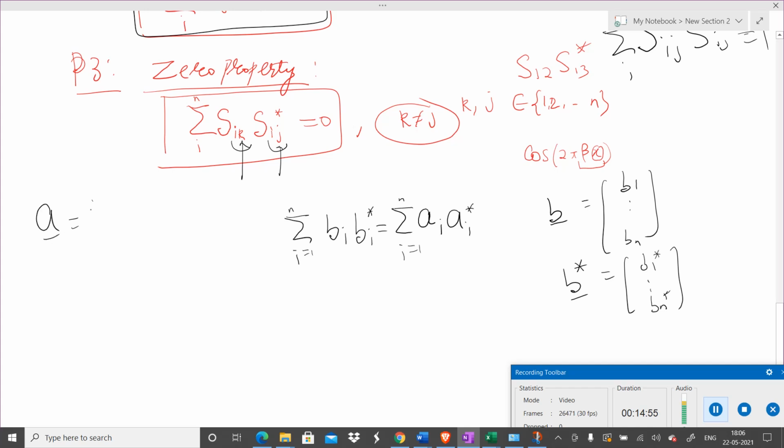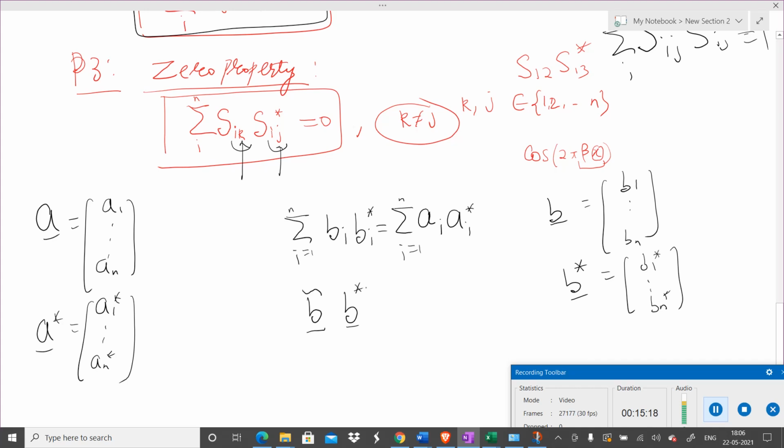Similarly, you have A vector as A1 to An, and A conjugate vector as A1 conjugate to An conjugate, then you can write it also in this way. You can write B transpose like this. B transpose times B conjugate is equal to A transpose times A conjugate. Just see, if you take transpose of this B and multiply that with this, you will get B1 B1 star plus B2 B2 star, and so on and so forth.